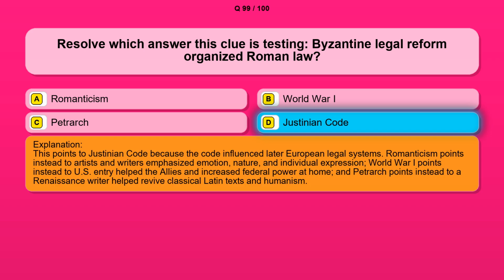This points to Justinian Code because the code influenced later European legal systems. Romanticism points instead to artists and writers emphasized emotion, nature, and individual expression. World War I points instead to U.S. entry helped the Allies and increased federal power at home, and Petrarch points instead to a Renaissance writer helped revive classical Latin texts and humanism.